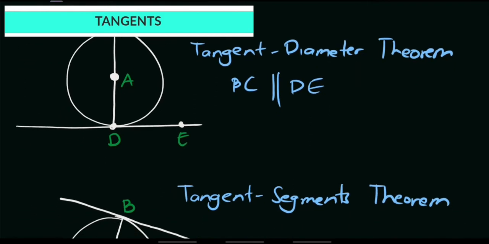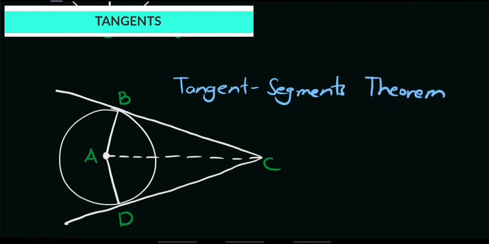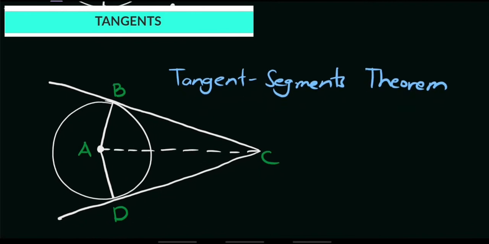And then next is the tangent segment theorem. For the tangent segment theorem, we have two tangents drawn to a circle from an external point. Again, we have this external point C. The two tangent segments are congruent. So automatically their measurements, from point B up to C, are congruent to point D up to C. Okay? So they're congruent.